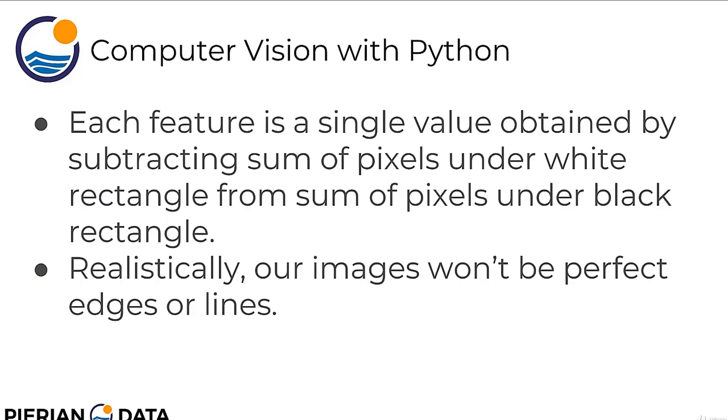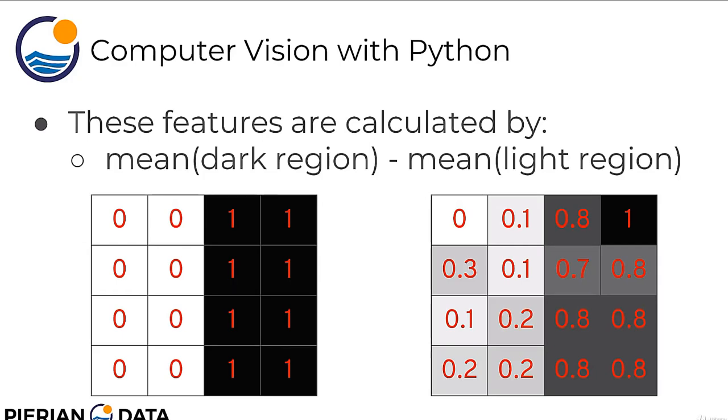So realistically, our images aren't going to be perfect edges or lines. We're not going to have a perfect 0 to 1 edge. So let's see what that would actually look like. As far as calculating these features, if you have a perfect edge, such as on the left-hand side, what you're going to do is take the average in the dark region and then subtract it from the average in the light region. And for a perfect edge, that would be 1 minus 0, so 1.